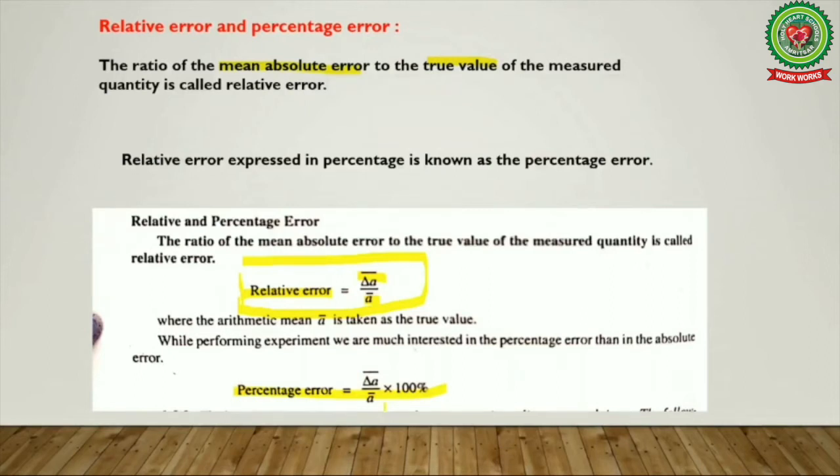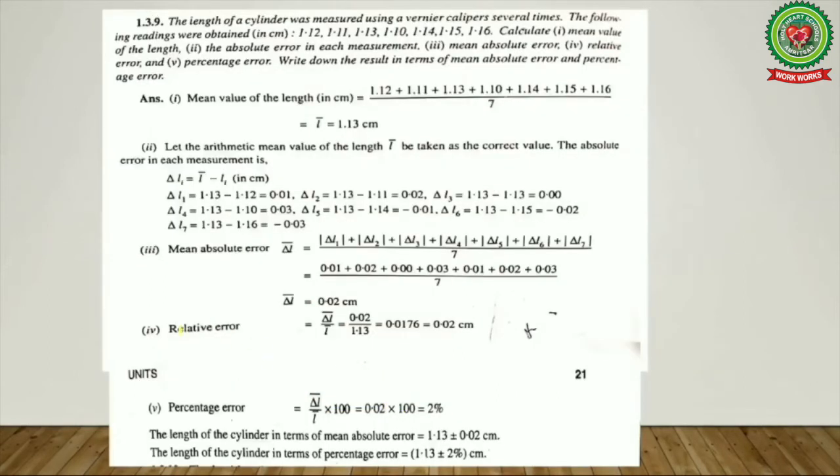Okay, let's see the same example. Now see how you can find the relative error. You have to take mean absolute error. If you remember, the answer was 0.02 centimeter, mean absolute error. We'll put this value here. And what is the true value? True value is here in the first part. We got it 1.13. The answer is 0.0176 and we round it off up to 0.02. We'll see these rules of rounding off in the next lectures, but right now you should be clear that the relative error is the ratio of mean absolute error divided by the true value.